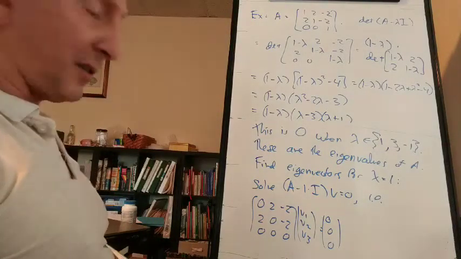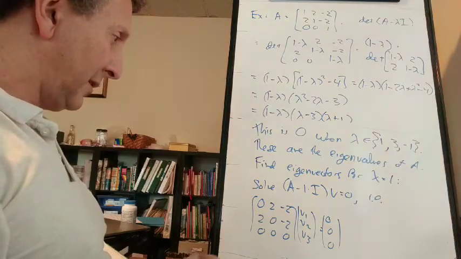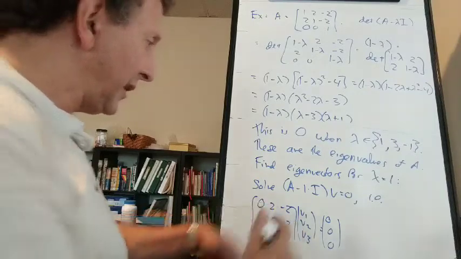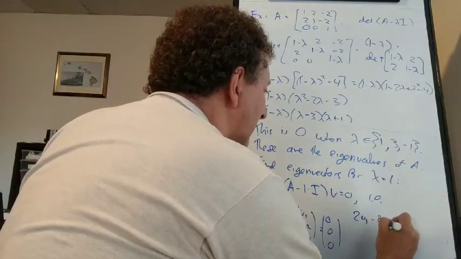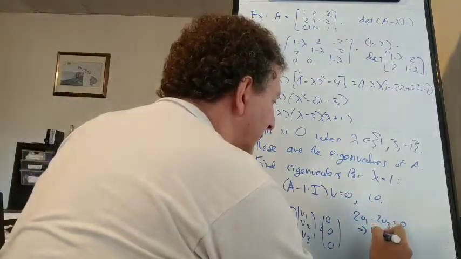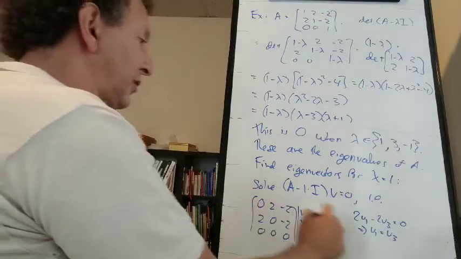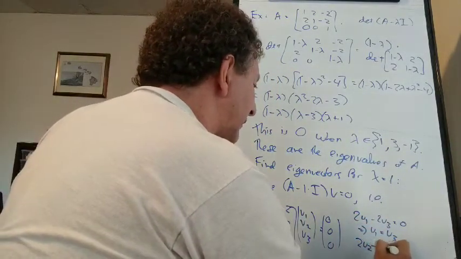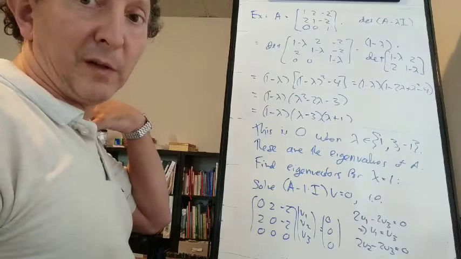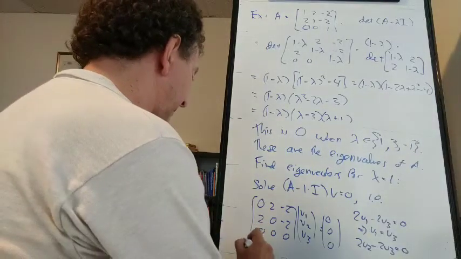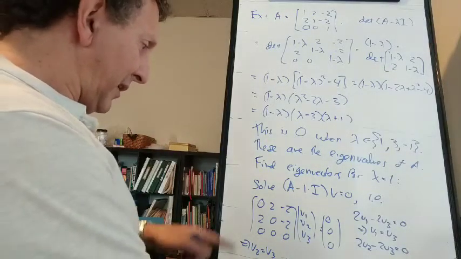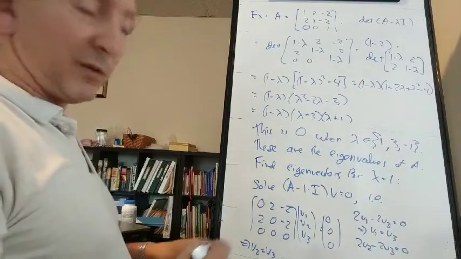Sometimes we need to do row operations to solve this, although this example is so easy. Well, the last equation just disappeared. Now we've got 2v1 minus 2v3 equals 0. So that only happens if v1 equals v3. And then the first equation says 2v2 minus 2v3 equals 0. And that only happens if v2 equals v3. So v1 equals v3 and v2 equals v3, then all of the components have to be equal.